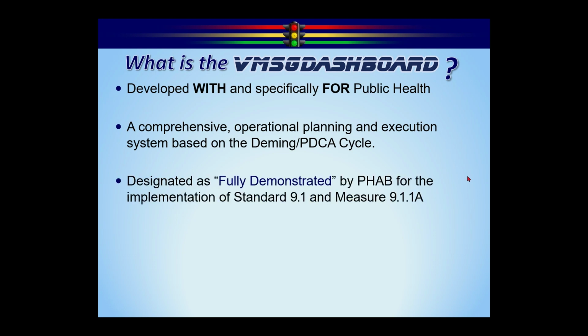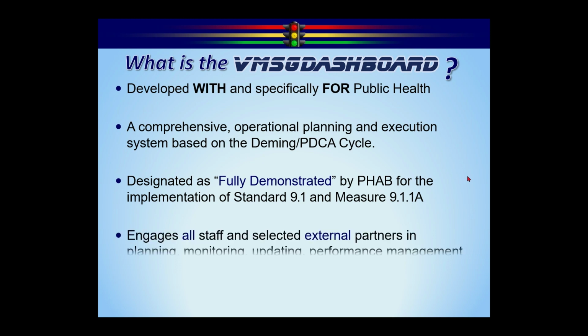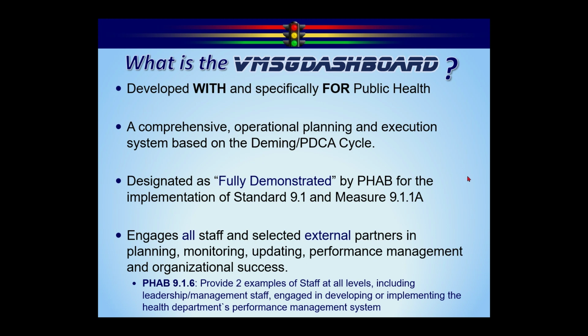Back in about 2011, when FAB came along, it turns out that these health departments had a fully demonstrated performance management system for standard 9.1 and measure 9.1.1a, which talks about implementing a performance management system. One of the primary reasons that the VMSG dashboard works so well in accreditation is when you look at things like FAB measure 9.1.6. It says provide 2 examples of staff at all levels, including leadership and management, engaged in developing or implementing the health department's performance management system.